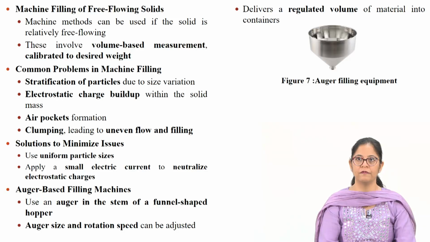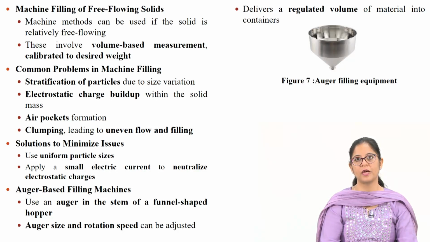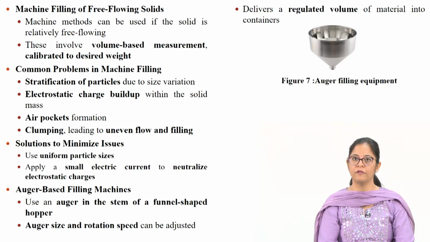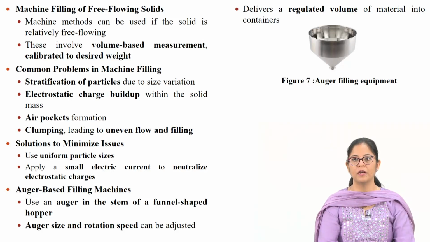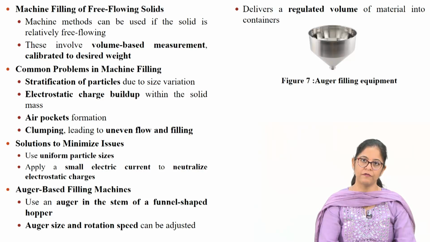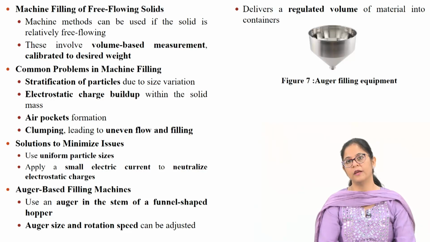Machine filling of free flowing solids must be used if the solid is relatively free flowing. These involve volume based measurement calibrated to desired weight. The common problems in machine filling are the stratification of particles due to size variation, electrostatic charge buildup within the solid mass, air pocket formation, and clumping, which leads to uneven flow and filling. Solutions which help in minimizing these issues are optimization of the particle size and its distribution, and applying a small electric current to neutralize electrostatic charges.